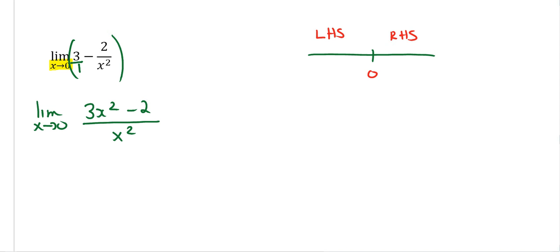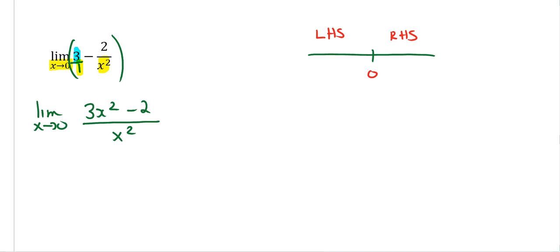Alright, so what I did there was I was trying to get myself a common denominator. The common denominator will be x squared. So I just take my 3 here and I just multiply that by x squared. Alright, so you might have to do that on the real test. You might have to take your expression and turn it into one fraction.